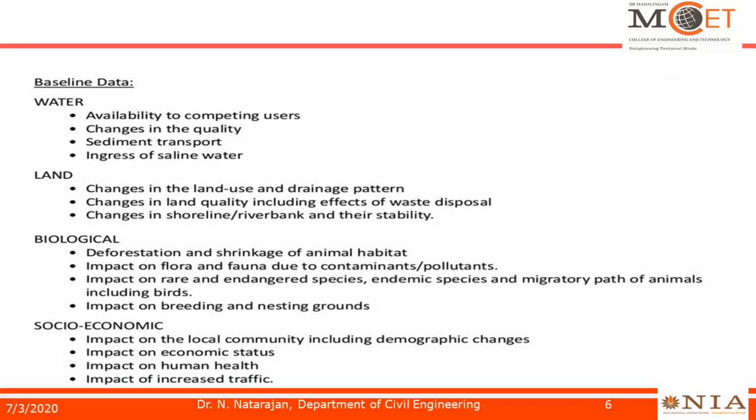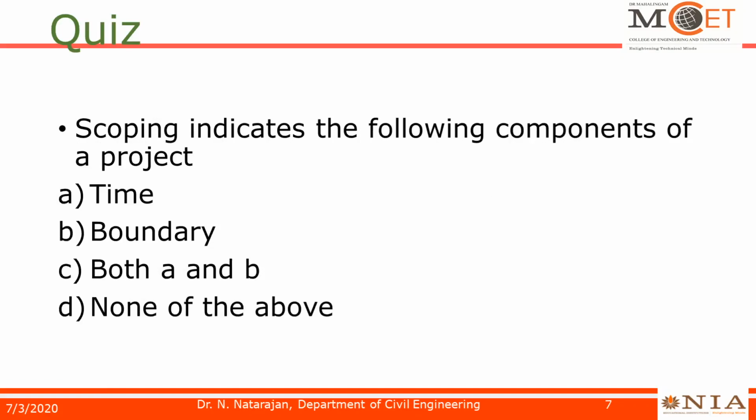Coming to socioeconomic, impact on the local community, including the demographic changes, that is, the population changes, impact on the economic status of people, impact on the human health, and I talked about the human health in the last few slides, impact of increased traffic. So you have to see all these things, right? Data has to be collected for these particular parameters: water, land, soil, socioeconomic aspects, biological aspects. So this is the baseline study. So coming to the end of this session.